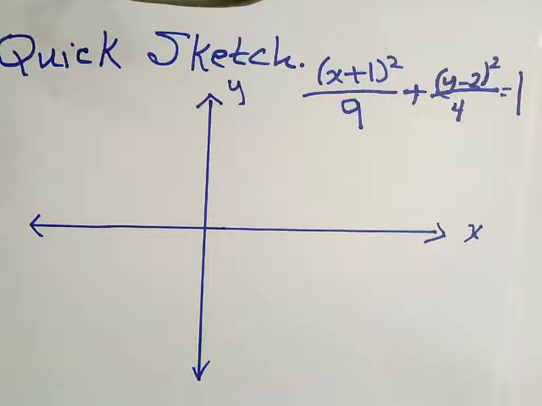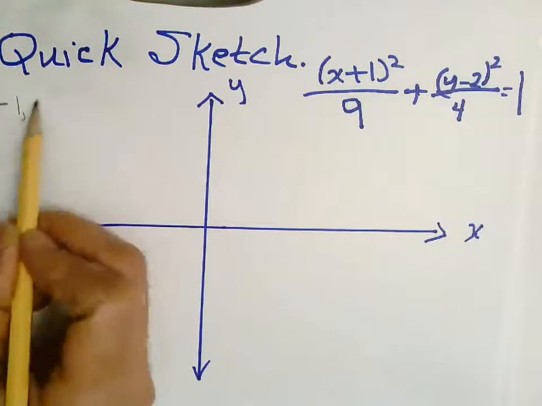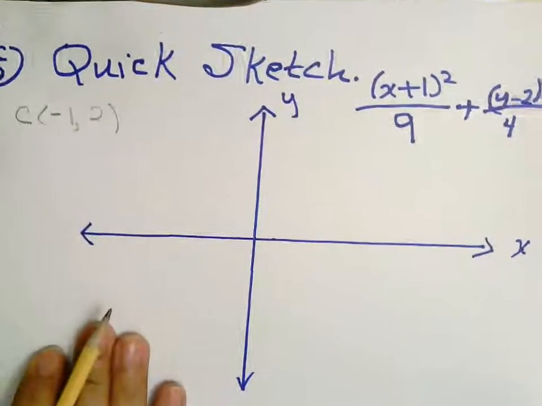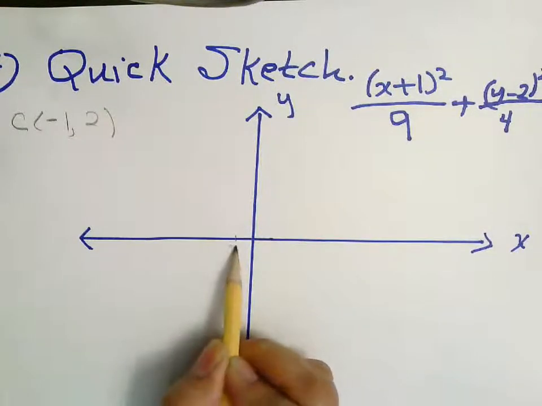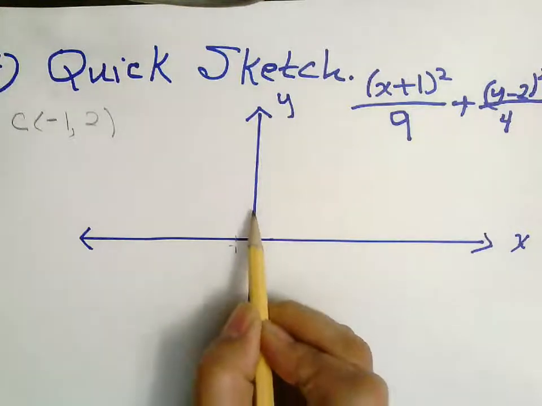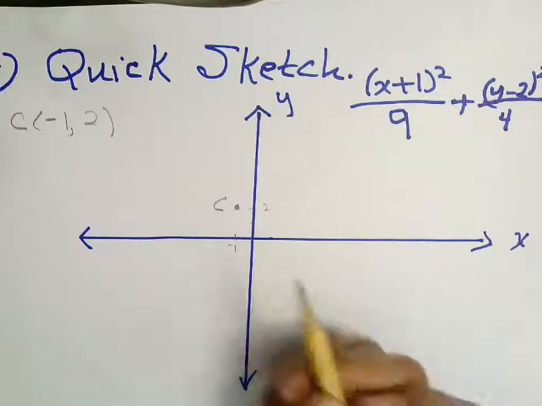Now we're going to do a quick sketch of our ellipse. So we're going to draw an XY axis. Here, this is my XY axis. Now we know that our center is -1, 2. So I'm going to estimate this. I'm going to go to the left 1 unit, then I'm going to go up 2 units. So here is my center.